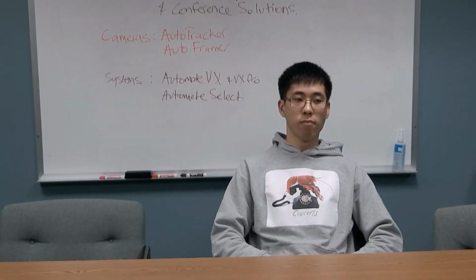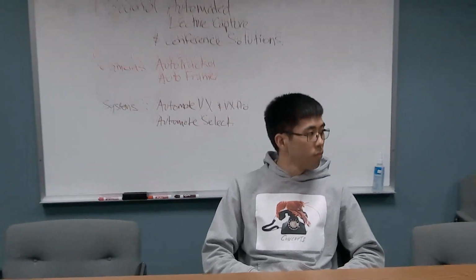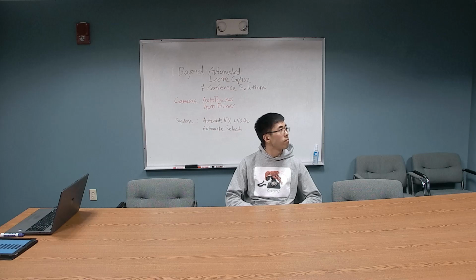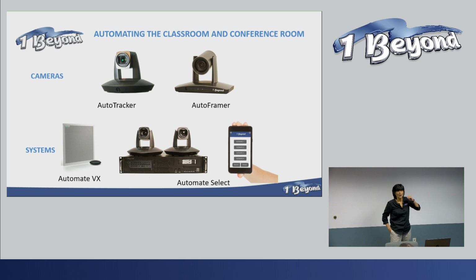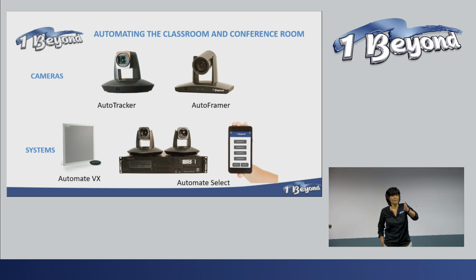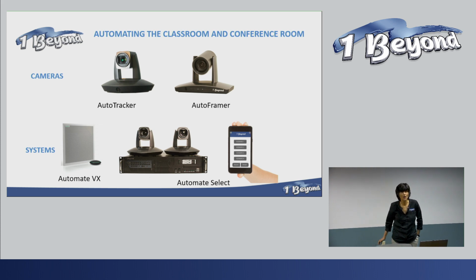All right, so we've covered now. Let's go back to that slide. If I go back to my slide view here, we've now covered the AutoTracker, the AutoFramer, and Automate Select. That's what I've been using for selecting the layout that we're recording here and the scenario that we're in. And what we're now going to do is switch on the voice activated switching. So I'm going to go to my Automate VX page and I'm going to hit Auto Switch.